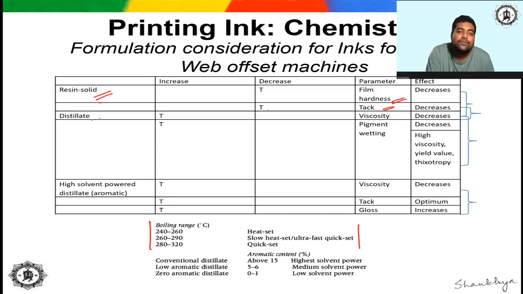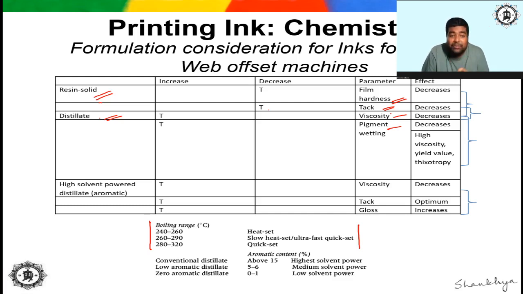What is the effect of distillate? If you increase that distillate component, then the viscosity decreases, as well as pigment wetting decreases. Now, can you tell me why did I say all these things? I think it's pretty much clear. It's common sense why resin solid will decrease the film hardness and distillate increase will decrease the viscosity. As you go on increasing the liquid component, the viscosity of that ink will decrease only.